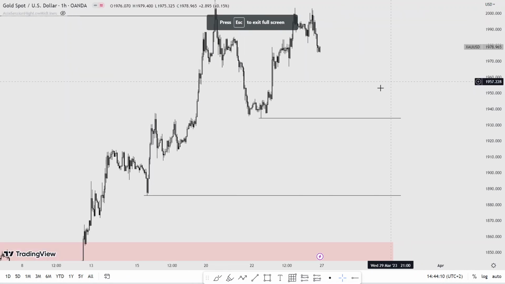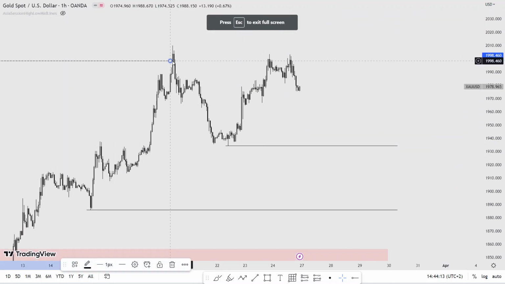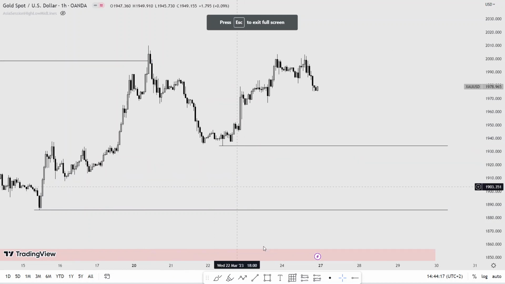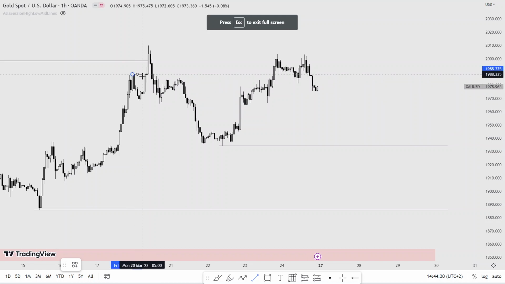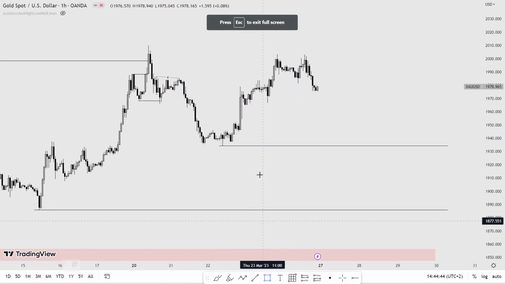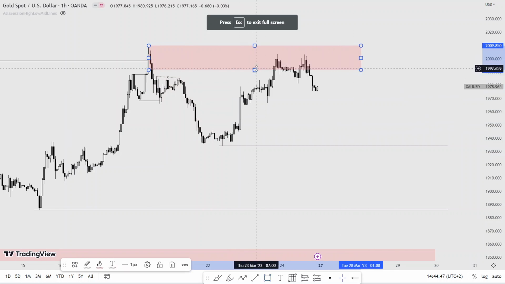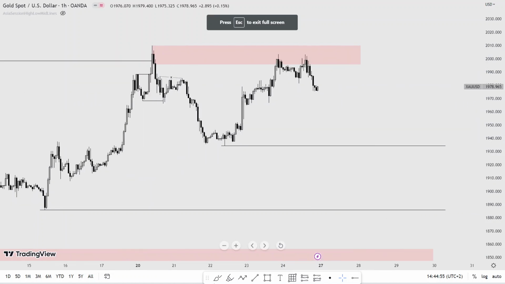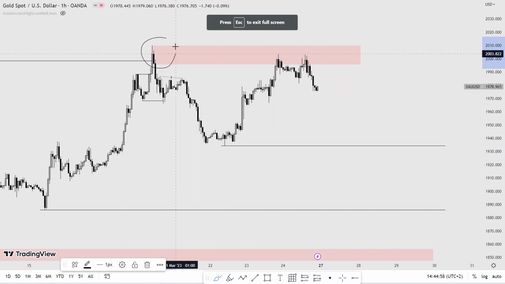So on the 1 hour, we can clearly see that we created a stop hunt right here, even when we were going to create a stop hunt at that other level right there. We then broke the structure right here, right? This area right here was just liquidity. This area right here is just liquidity. So we had this area above here as a possible sell zone. This was a possible sell zone, right?